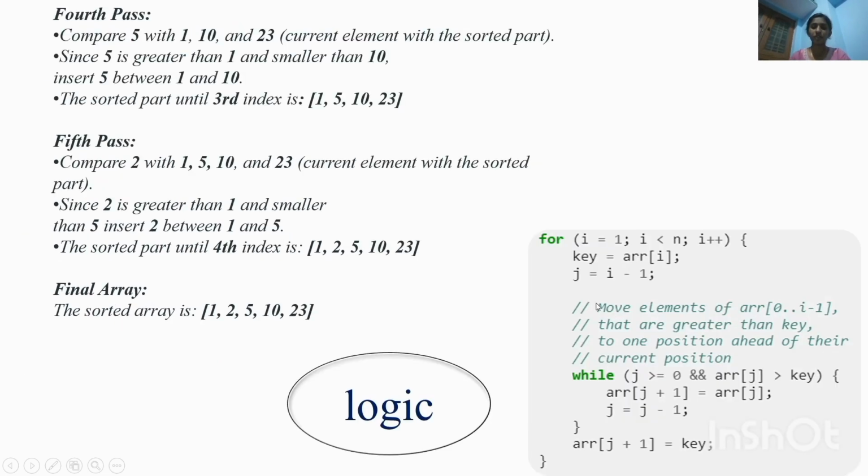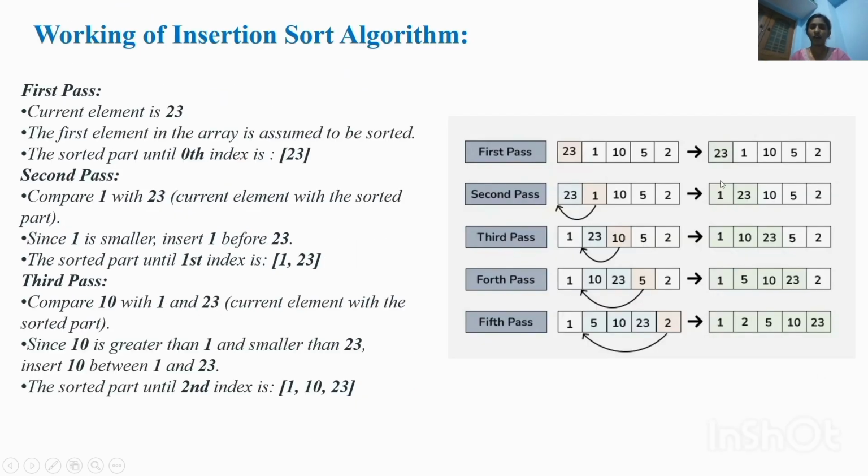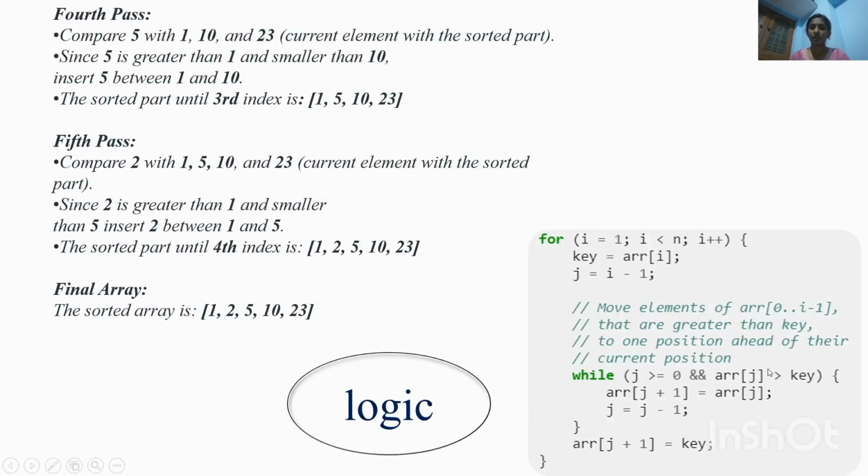Next, in the while loop, j should be greater than or equal to 0, because we'll compare i with elements until the 0th position. For example, if it is in the 3rd position, we'll compare the second, 1 and 0. We won't go to the negative value. So j should be greater than or equal to 0, and array of j should be greater than the key. Now in this example, array of j is 23 and the key value is 1.